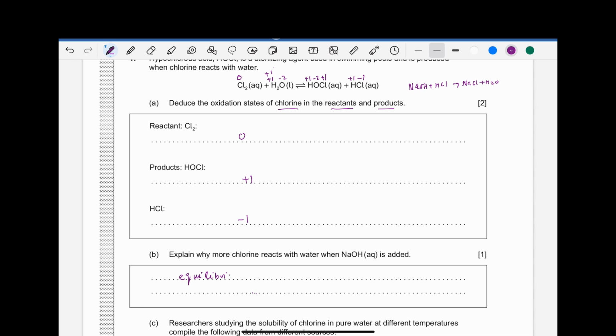So we can write down: equilibrium shifts to the right, and HCl is removed or neutralized.